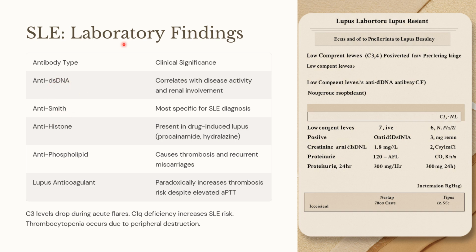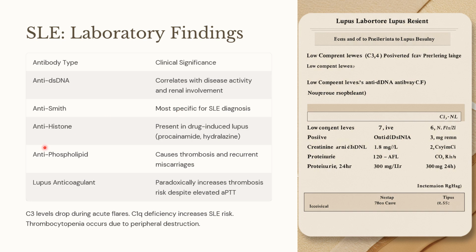This anti-dsDNA will correlate with disease activity as well as with renal involvement. Disease activity in the sense that if there is any flare-up, there will be an increase of anti-dsDNA, and with renal involvement also anti-dsDNA will be increased. The second one is anti-Smith. S stands for Smith in that sense. The anti-Smith antibody is the one which is most specific for SLE diagnosis.